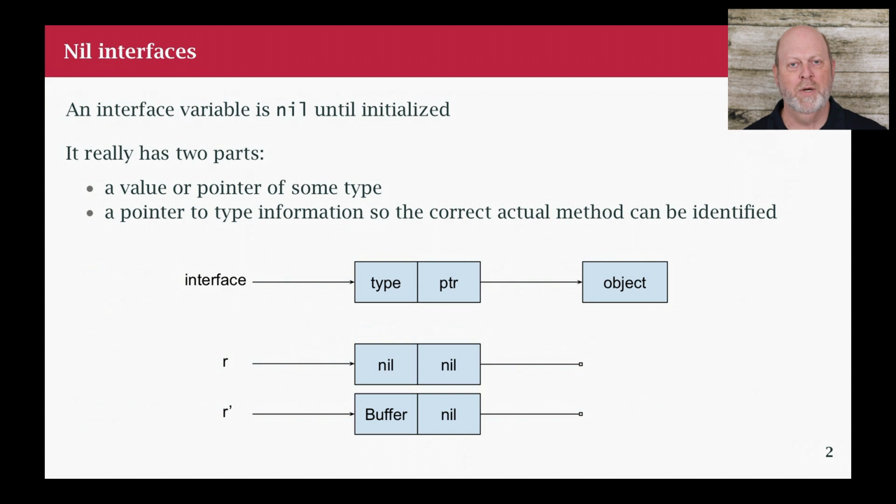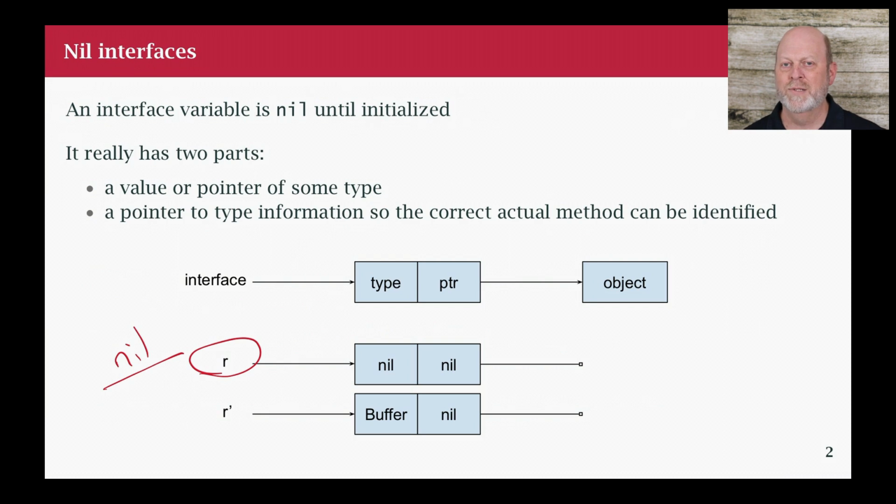To do that, I'm going to have a picture. I had pictures for things like slice descriptors and string descriptors. I'm going to have a picture for an interface, because an interface has two parts again. It has something that represents the type, and it has a pointer to an actual object, the concrete data, a value. If both of those pointers are nil, the interface itself is nil. So this is the original R, and it has a value. If we compared R to nil, that would be true.